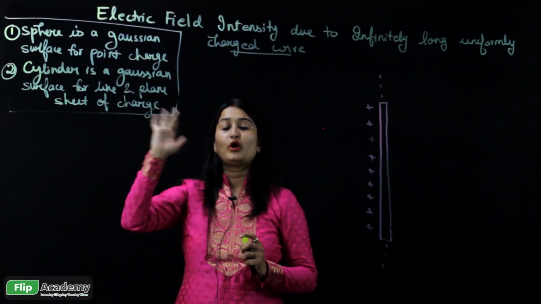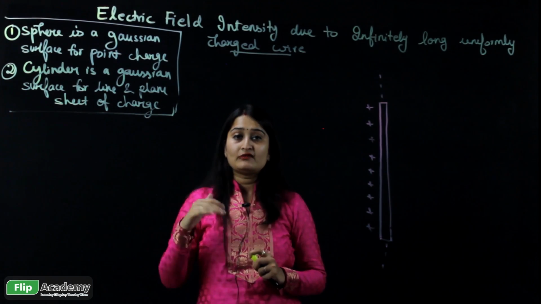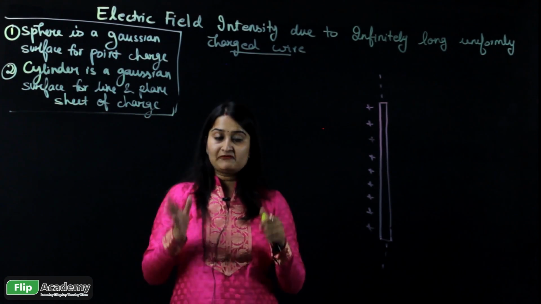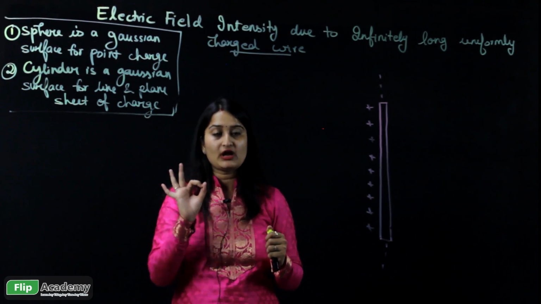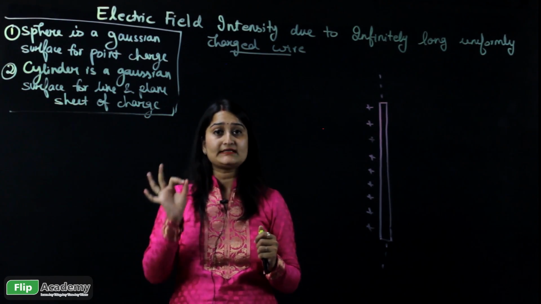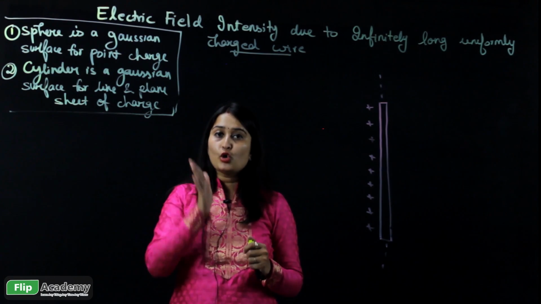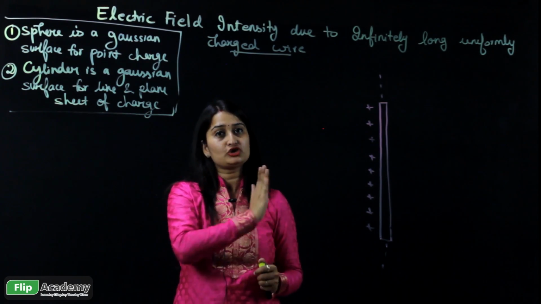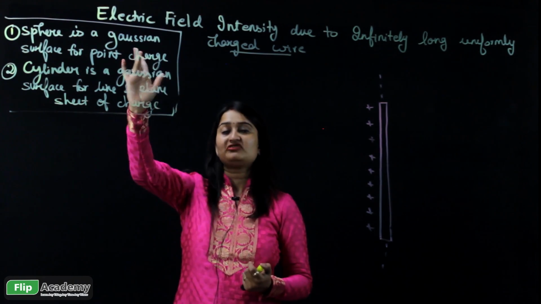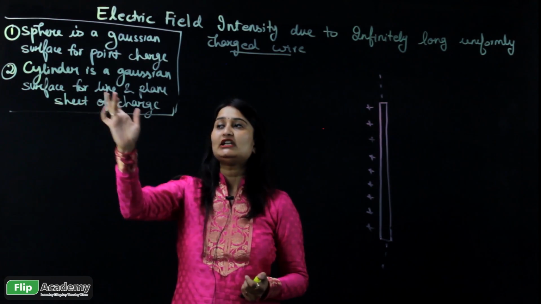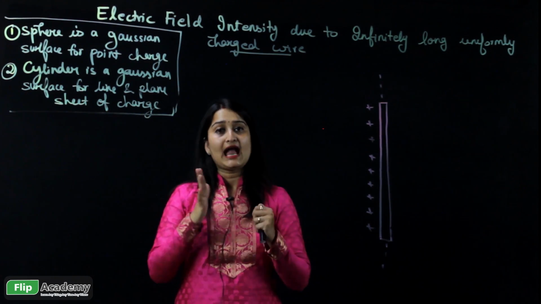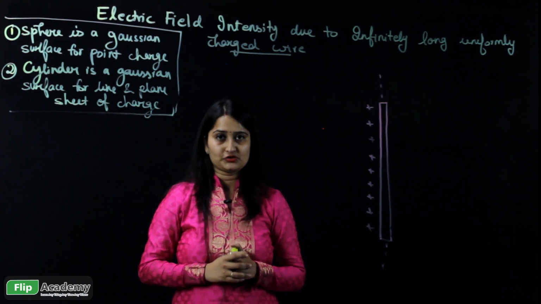So these are the 2 points that define easily what a Gaussian surface is. Before studying further, first you have to study by heart what a Gaussian surface is. The Gaussian surface is applicable only for specific charged bodies. In the condition of a sphere, it is a point charge. In the condition of a cylinder, it is a line and a plane sheet of charge.